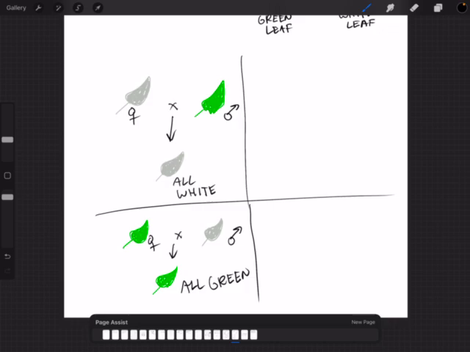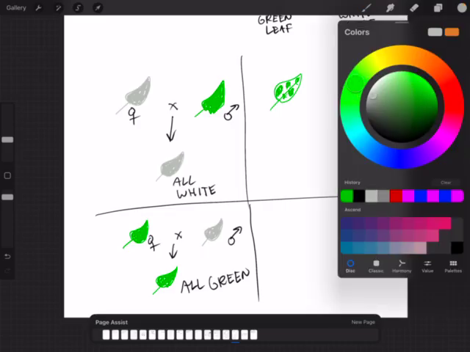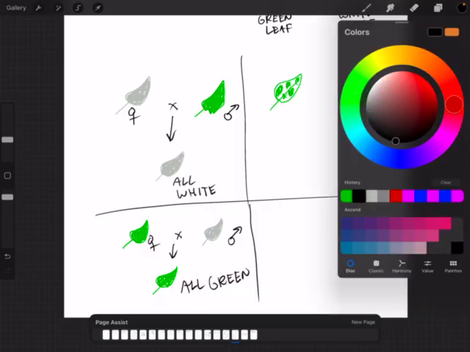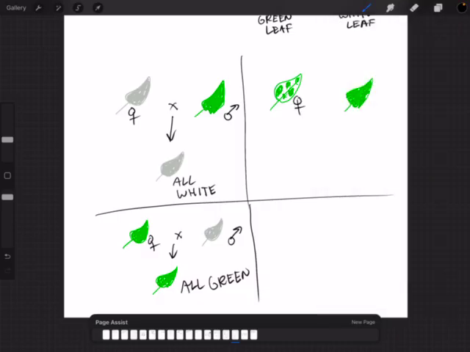All right, now here's where it gets kind of interesting. Let's say we have a variegated female, right? So it'll be a little bit more patchy. And we have a green male plant. Okay, look at that. All right, so female's variegated. The male is all green. What do we think we could have here? Right, you could have everything.